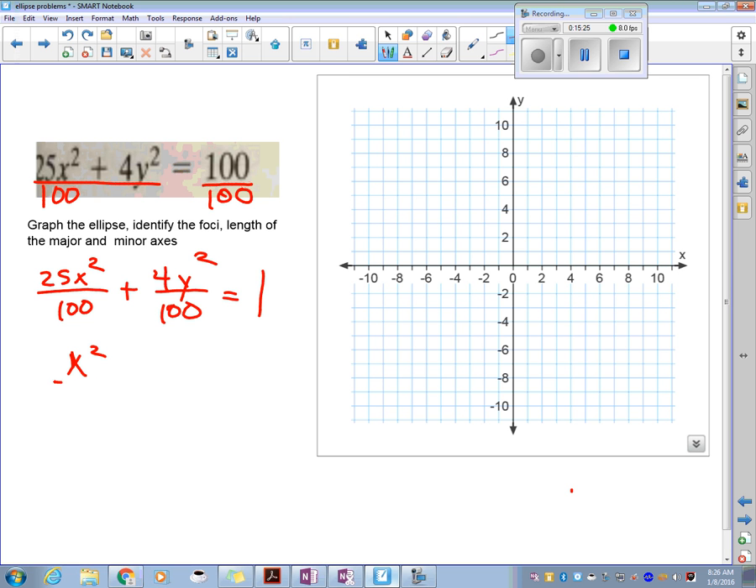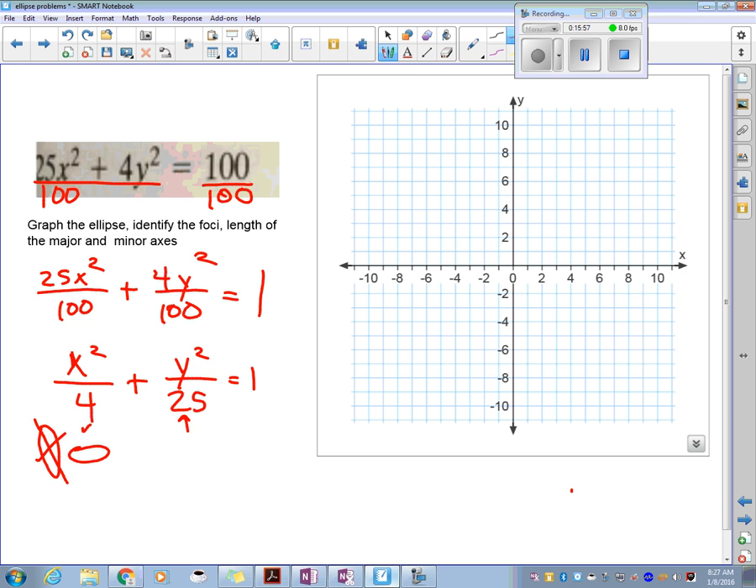Now it looks like it's in standard form, doesn't it? And what is 4 over 100? Y squared over 25. Now we can see that the center of my ellipse is at 0, 0, right? And is this ellipse going this way or this way? Up and down, because this one's bigger. So this is the winner, isn't it?